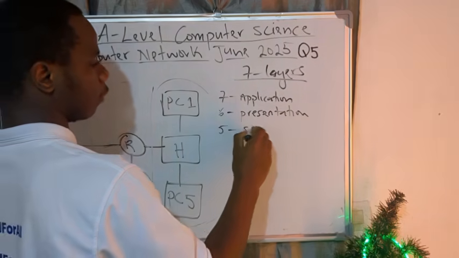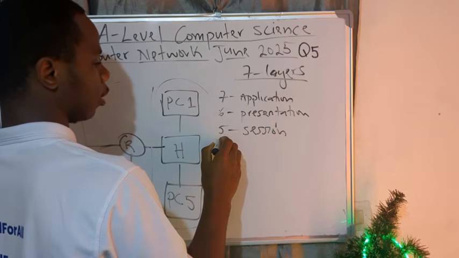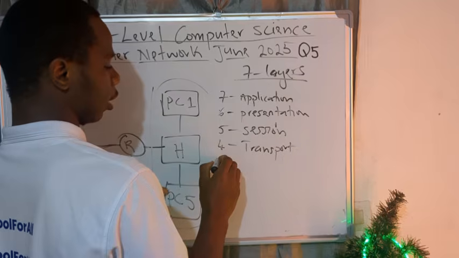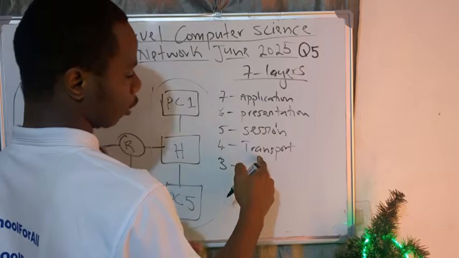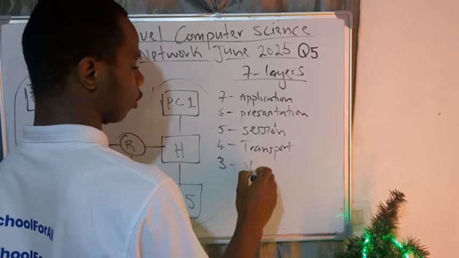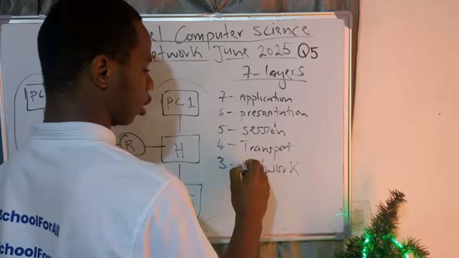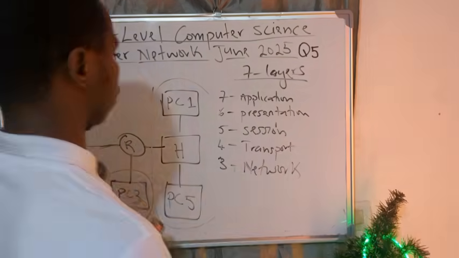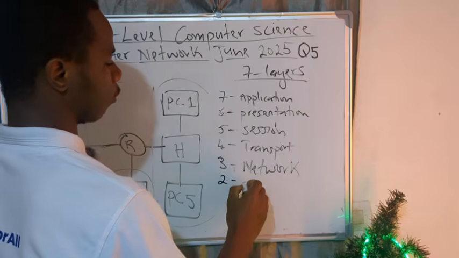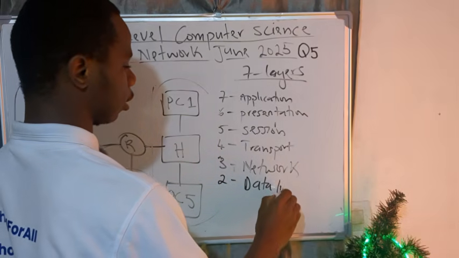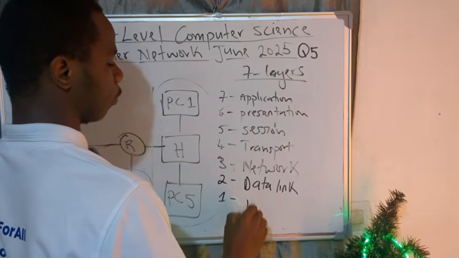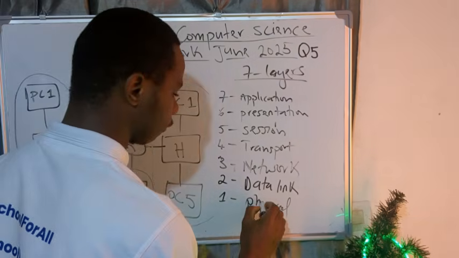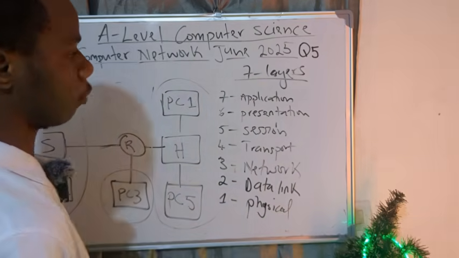Now layer 5 is what we call the session layer. The session layer. Layer 4 is what we call the transport layer. Layer 3 is what we call the network layer. The network layer. Layer 2 here is what we call the data link layer. And layer 1 here is what we call the physical layer. Take note of things like that.